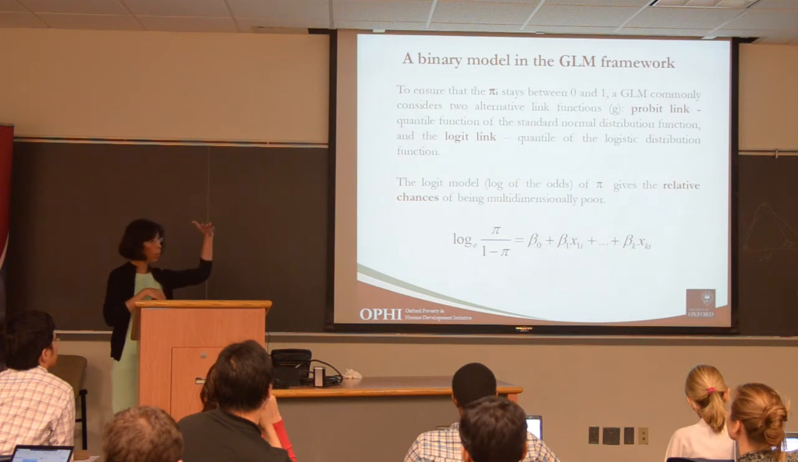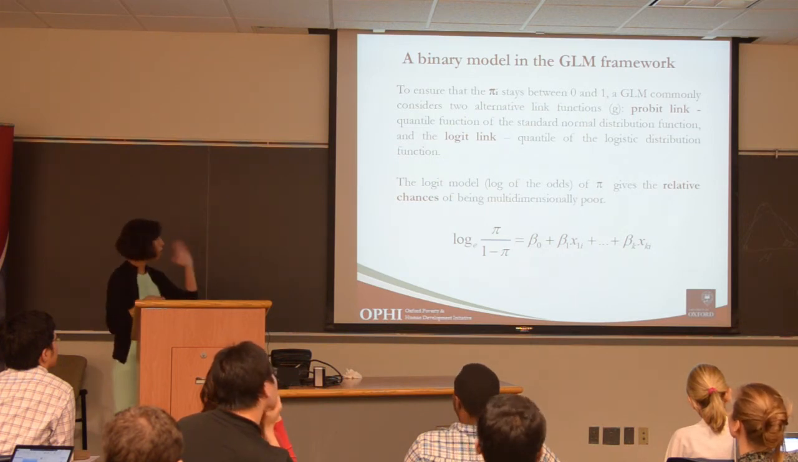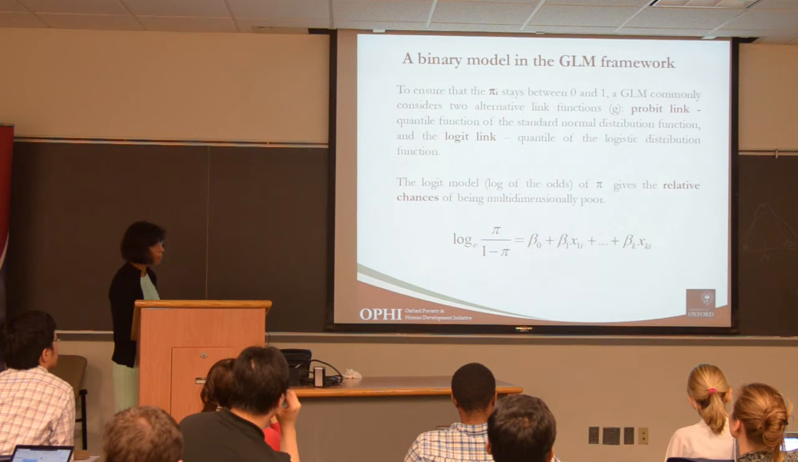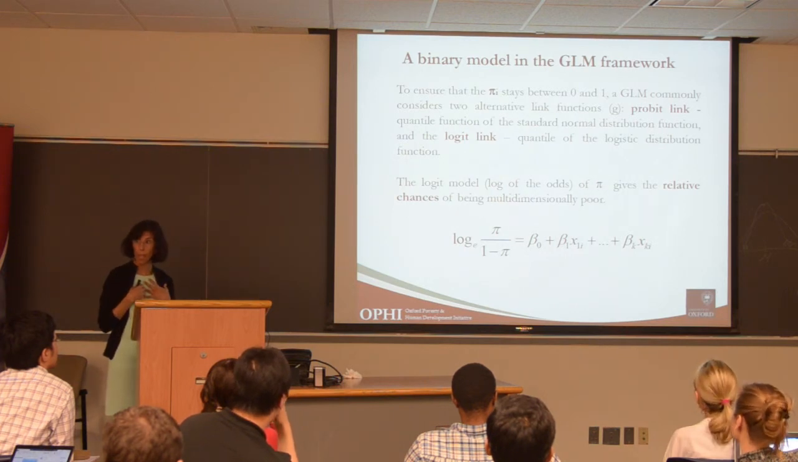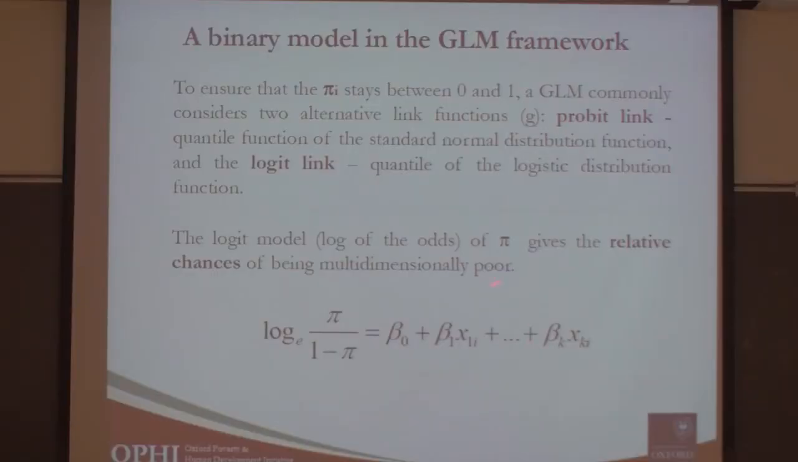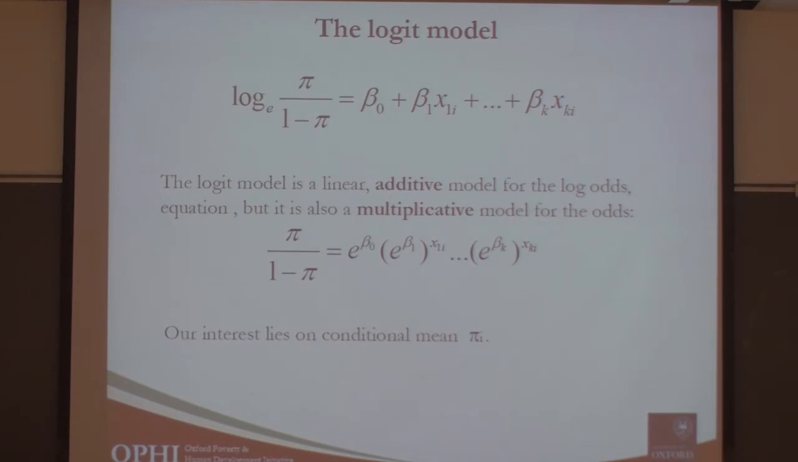Odds of being poor versus not being poor. Log of that. That is linear. That's what we wanted. But we are not interested in the log of this. We are interested in these parameters themselves. Right? So what we need to do is to apply the inverse function, and then we get this relationship. We are interested in this part.